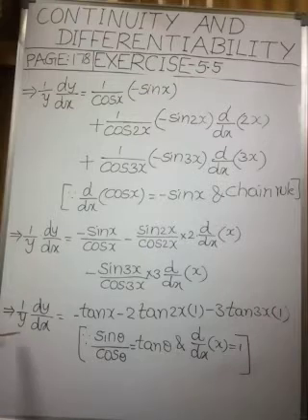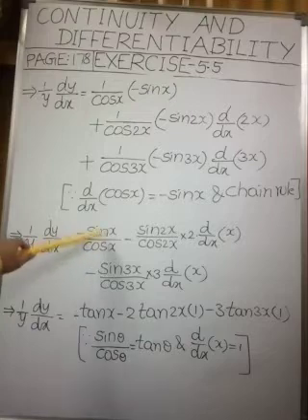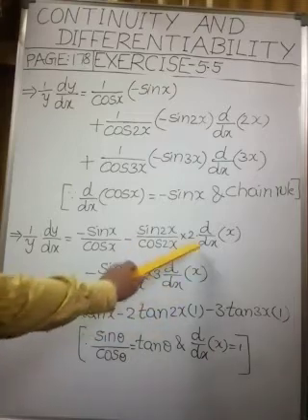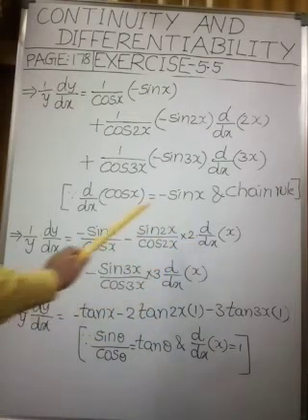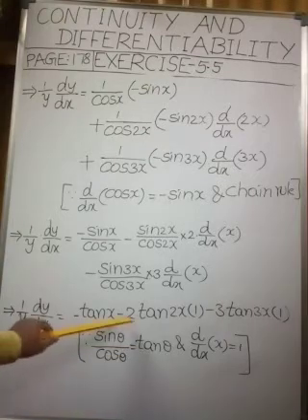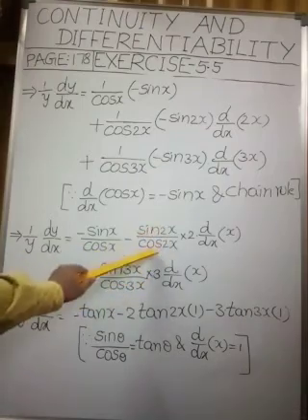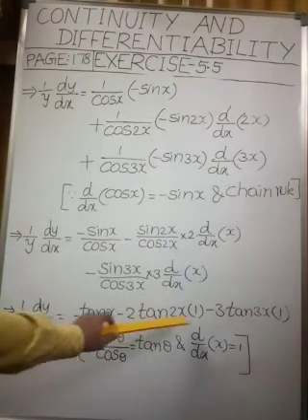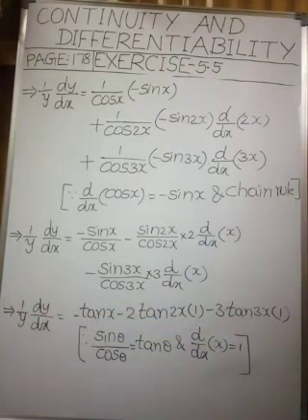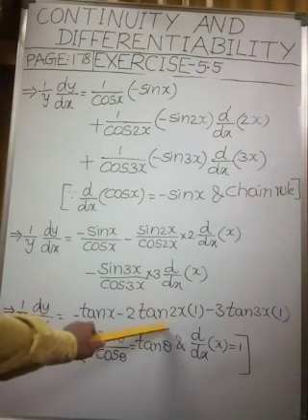Right. This implies 1 by y dy by dx is equal to minus sin x by cos x, which is minus tan x. Minus 2, because here the numerical coefficient is 2. In general, we write the numerical coefficient of every term at the beginning of the term. So minus 2 into sin 2x by cos 2x can be written as tan 2x into d by dx of x. What is the value of d by dx of x? 1. Understood the second term, my dear children?